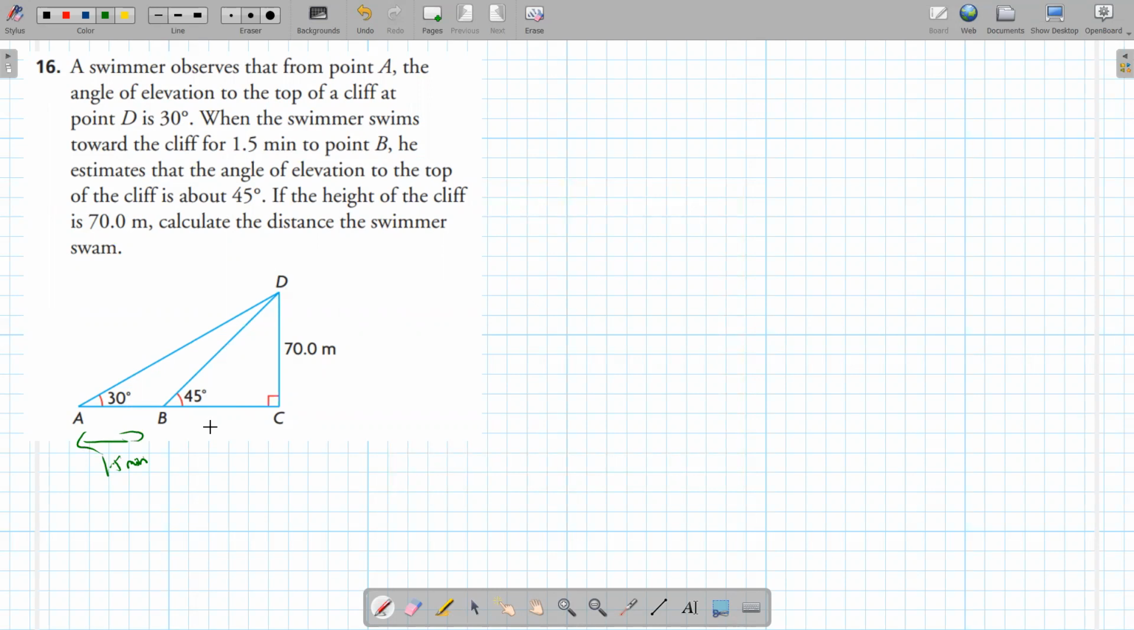So what are we looking for in this case? The adjacent. So which one: AB, AC, BC? A and C. No, he doesn't swim all the way to the base of the cliff, right? Just AB. So the unknown here is AB. In a question like this, I think it's easiest if you just split them up into two different triangles so you don't get confused. You don't have to do this, but it'll help.